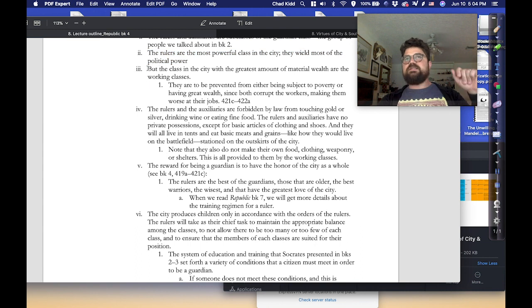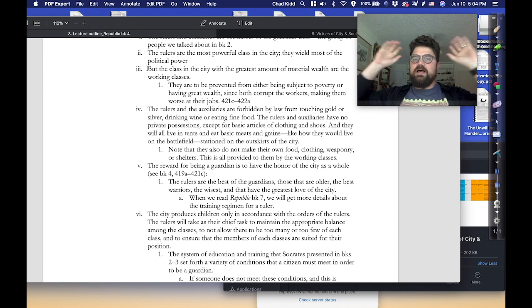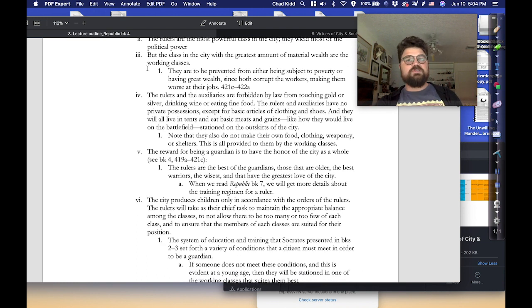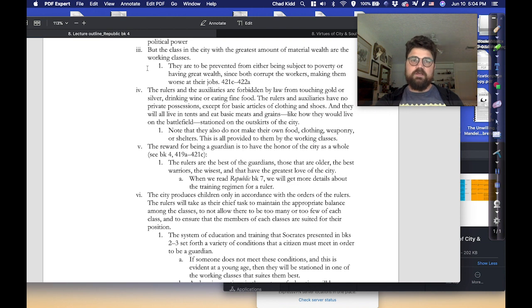Okay, but it's still the case that the rulers have the most political power. Now you might be like, oh yeah, I know how this goes, right? Those in Washington, D.C., they have the greatest amount of political power, and they also have a whole lot of material wealth to boot. They're pampered, right? Well, hold on a minute. In Plato's ideal republic, in the Utopia, the class in the city with the greatest amount of material wealth are the working classes. Pretty surprising, right?